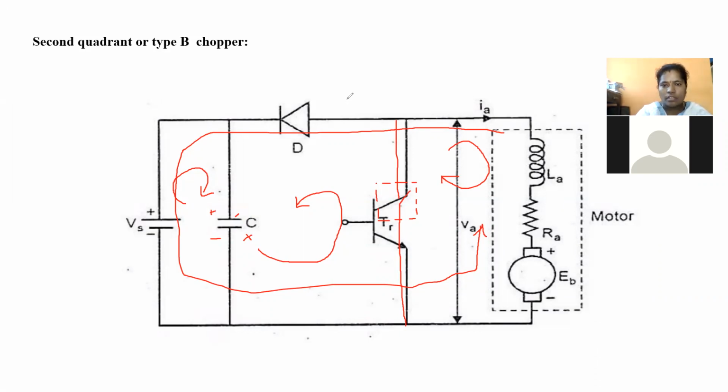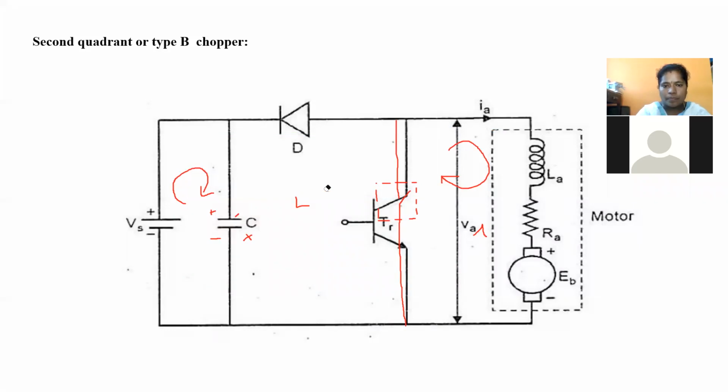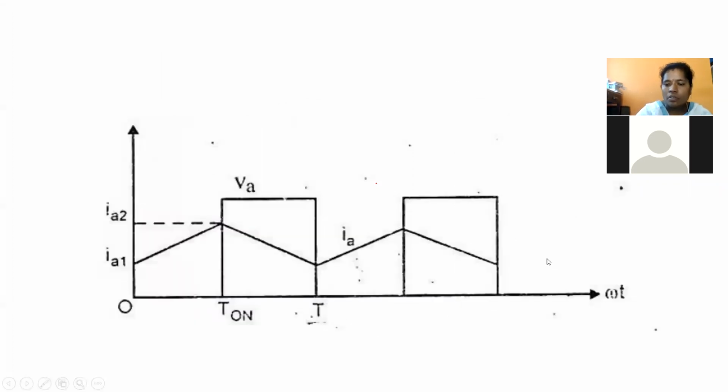I will avoid the annotations. Next, we will go for the waveforms, and then we will go for the speed torque characteristics, and then we will go for the quadrant, that is, in which quadrant this drive is going to operate. So just listen.